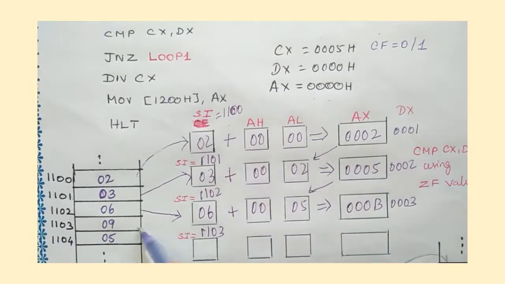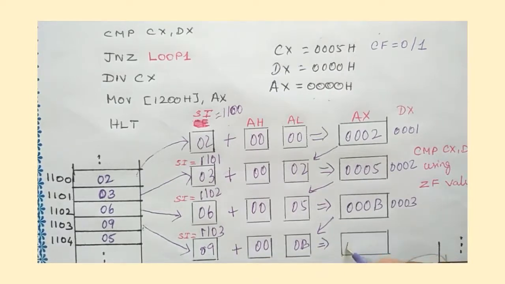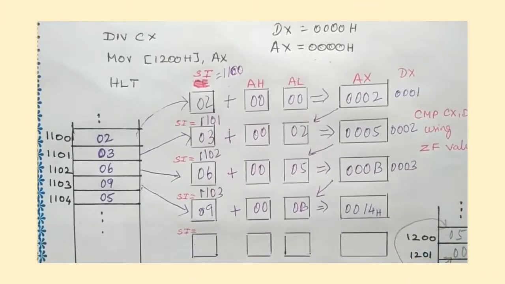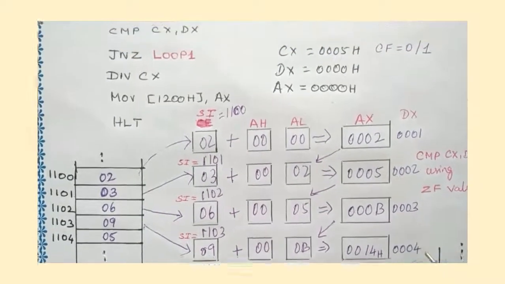Next we load the next location value, that is 09. That should be added with the previous value of AX, which is 000B. Now I need to add the 9 with B. I am getting the answer as 14, 0014 hexadecimal value. Again I am going to increment the SI register. 1104 is loaded here. At the same time, I have to increment the DX register. That becomes 0004.